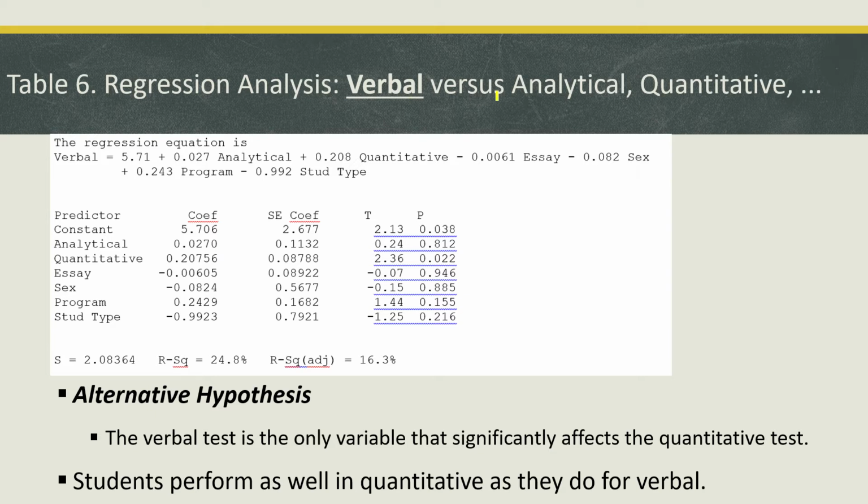Table 6, regression analysis, verbal versus the rest. The null hypothesis here is rejected because the verbal test is the only variable that significantly affects the quantitative test. I'm not really sure, ma'am, if I stated it right, because students perform well in quantitative as they do for verbal test. As you can see, the p-value is 0.02. So only that.